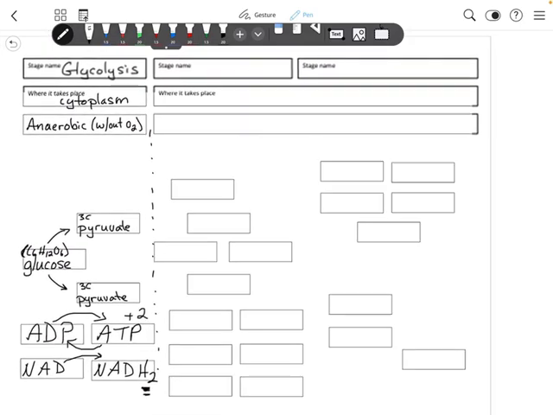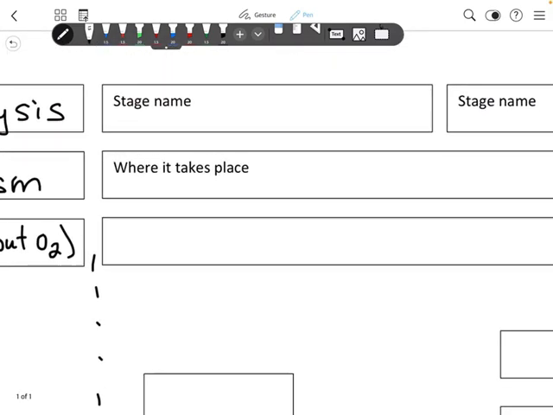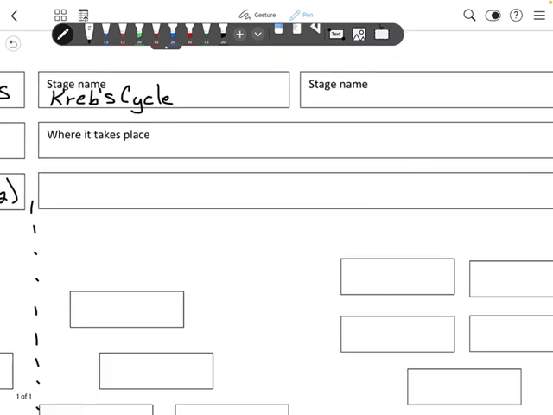Now, the second stage of cellular respiration is called the Krebs cycle. And it has other names. It's also called the citric acid cycle, but for our purposes, we'll just leave it as the Krebs cycle. Now, this takes place, the second and third stage, in the mitochondria.